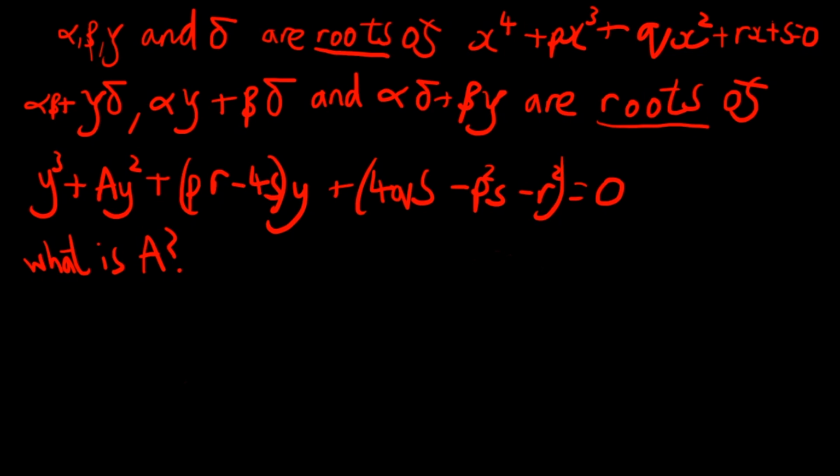Okay, so the preliminary part of this question reads: alpha, beta, gamma, and delta are roots of x to the power of 4 plus px cubed plus qx squared plus rx plus s equals 0. And alpha beta plus gamma delta, alpha gamma plus beta delta, and alpha delta plus beta gamma are roots of y cubed plus ay squared plus (pr minus 4s)y plus 4qs minus p squared s minus r squared equals 0.